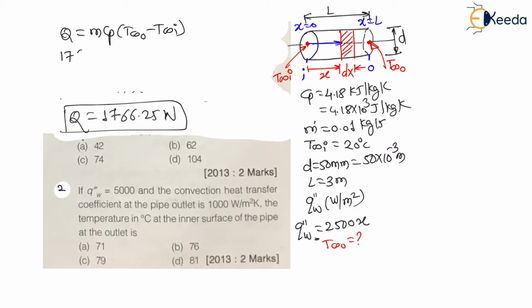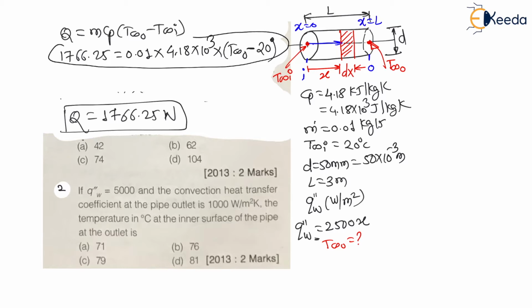Therefore, 1766.25 is equal to the mass flow rate, given here as 0.01, Cp is also given, 4.18 into 10 to the power 3, T infinity O we have to calculate, and T infinity I is given as 20 degrees Celsius. So let us put here 0.01 into Cp, 4.18 into 10 to the power 3, into (T infinity O minus T infinity I), which is given as 20 degrees Celsius, right? So my dear students, in this complete equation, only T infinity O is unknown. So let us solve this equation for T infinity O. And if you solve this expression for T infinity O, then you will get the answer as 62.25 degrees Celsius.